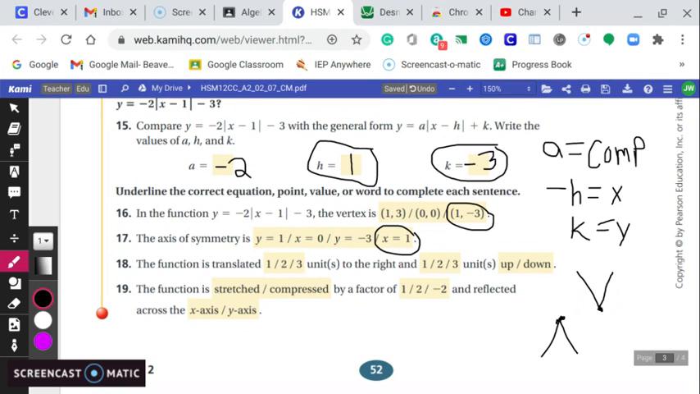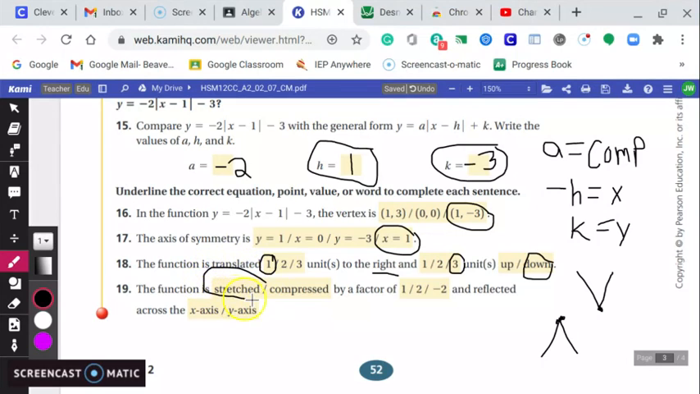The function is translated 1 unit. Why is it translated 1 unit to the right? Because that, again, is your x. And it's translated 3 units down. And that's going to be your y. Remember, y goes up and down on the graph. And it's going to be a -3, so it's going to be down. Right is positive.